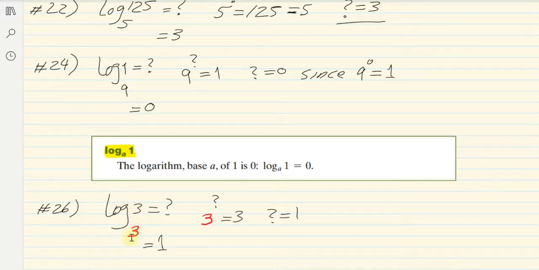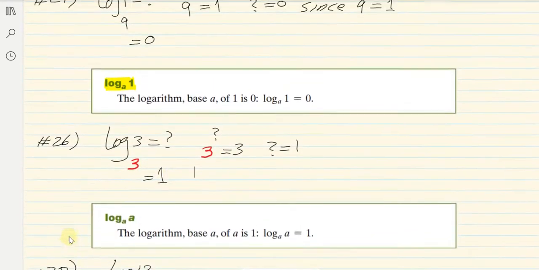So this 3, which is the base, 3 to what power equals 3. That's the meaning of logarithms. And again, by inspection, the exponent must be 1 because 3 to the first power is 3. So the answer is 1. Now note this time the argument of the log and the base of the log are the same, and the answer is 1.